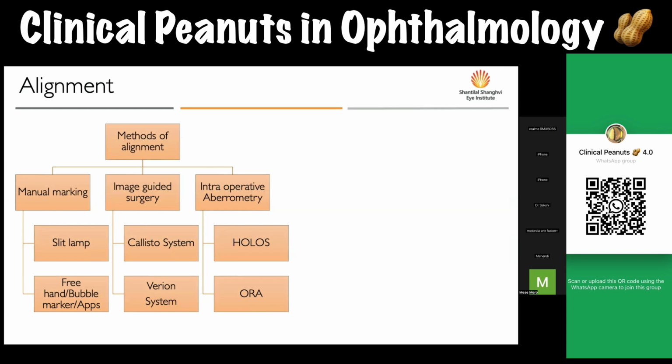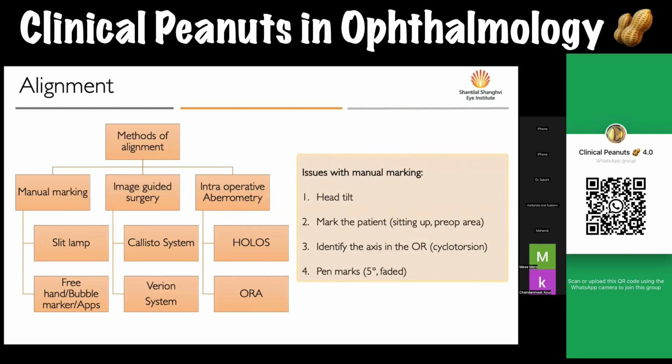So there are manual marking techniques, there are image guided techniques, and intraoperative aberrometry, which I personally do not have much experience with. Manual marking techniques are something which we're all quite familiar with and are all using quite often in our OTs. The issues, of course, with manual marking is marking the patient manually with a pen directly, either using the slit lamp, that is, you turn the slit lamp illumination to 0 180 and mark the patient on the slit lamp in the pre-op area, or you use a bubble marker, and I'll show you an image of that, and ink the bubble marker and then place those ink marks on the eye.